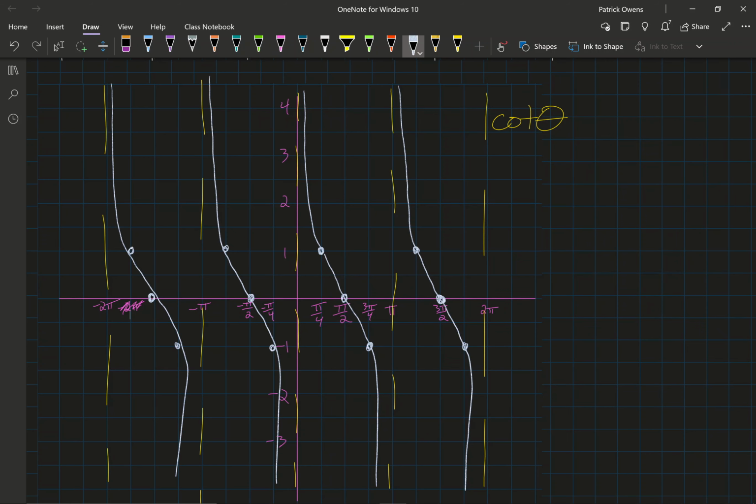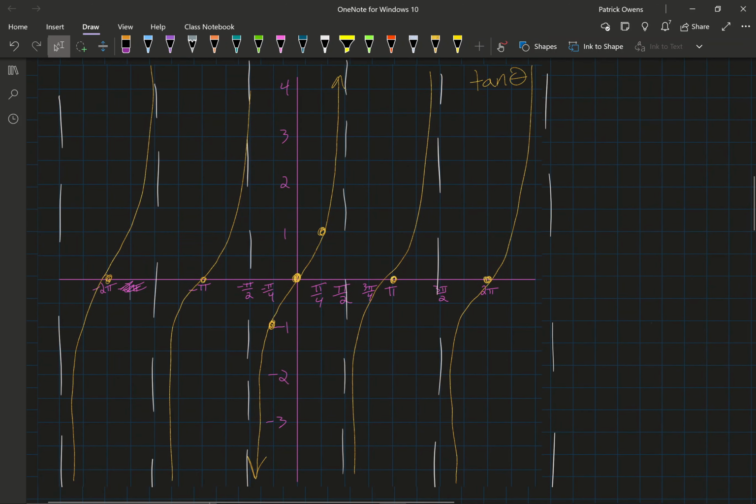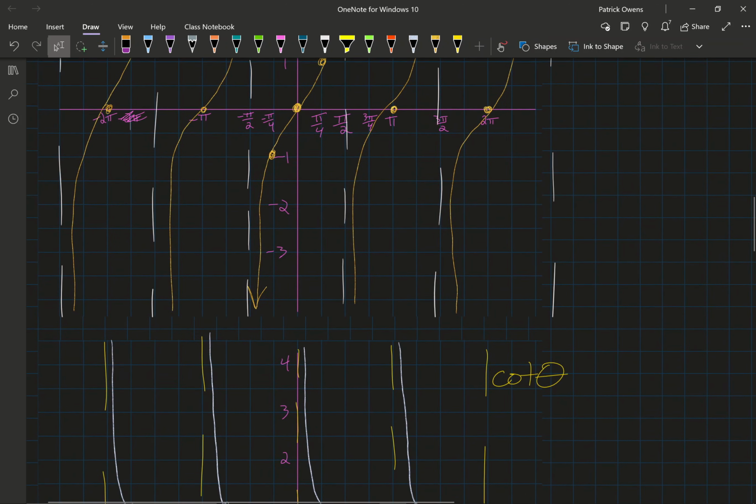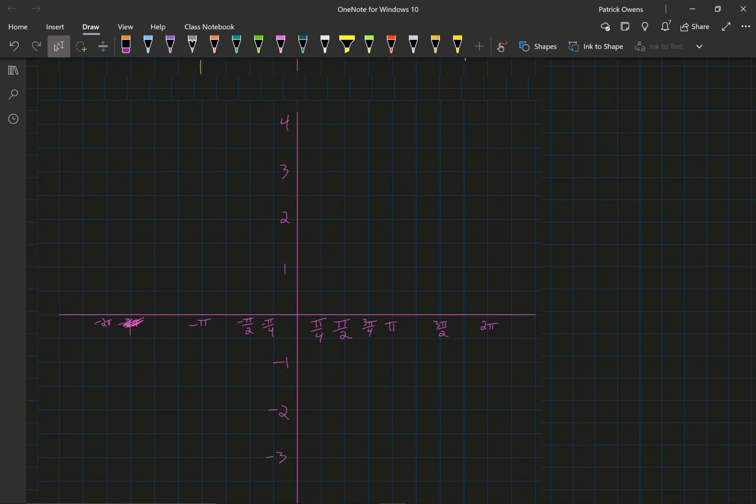So this is what cotangent looks like. Same graph, just with a horizontal shift of pi over 2 and a reflection over the y-axis. Now, let's take a look at what our different parts of the equation are going to change on each of these graphs. So we've got a sine of b theta minus c plus d.